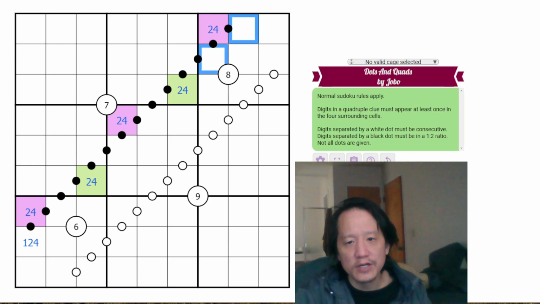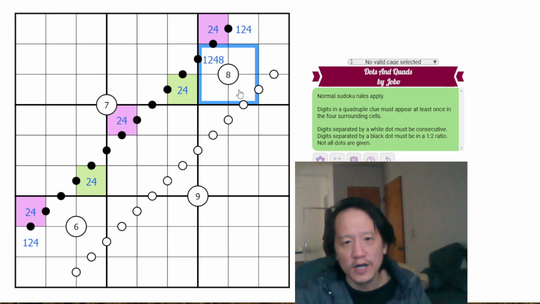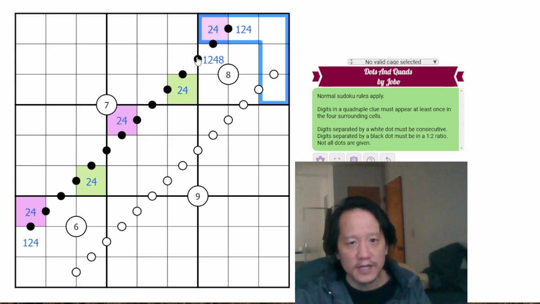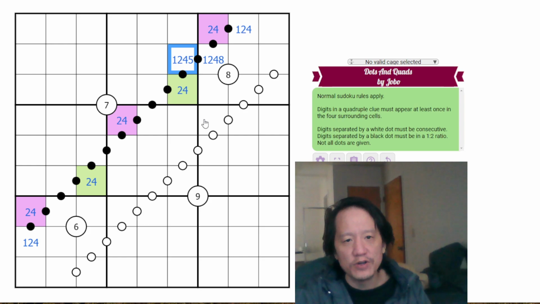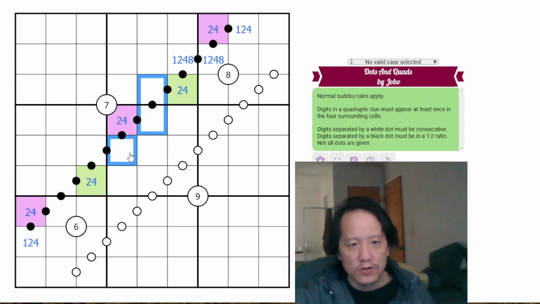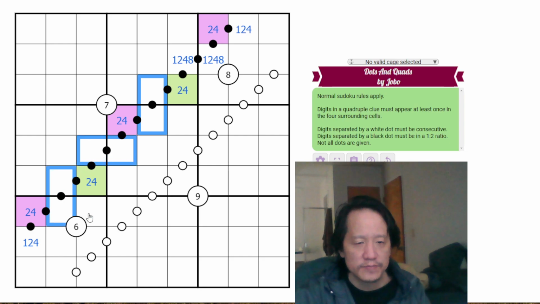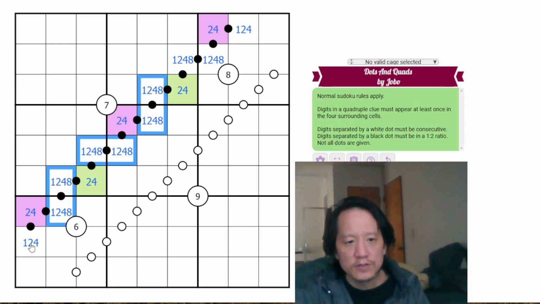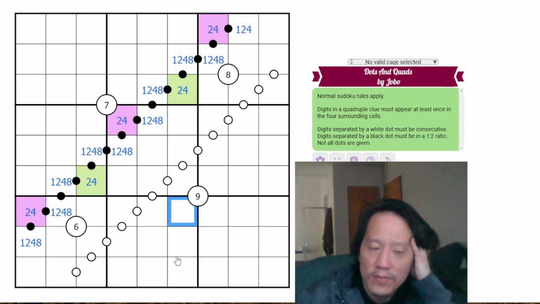So now we know this is 1, 2, 4, or 8, but this can't be 8, because the quad says that 8 has to be touching it, and there's only one 8 in box 3, which has to be around that quad. So none of the other cells can contain 8. These are all 1, 2, 4, and 8. So this can be 8 too, also.